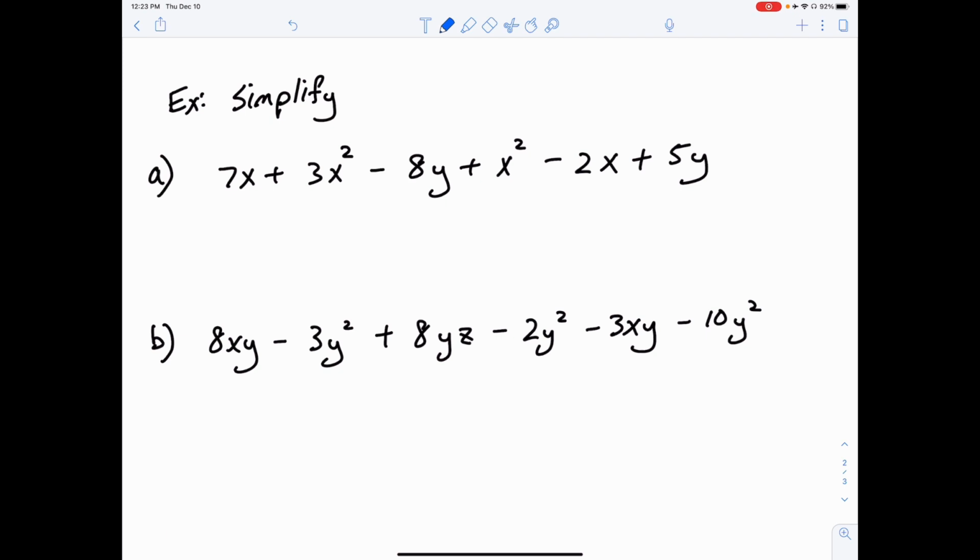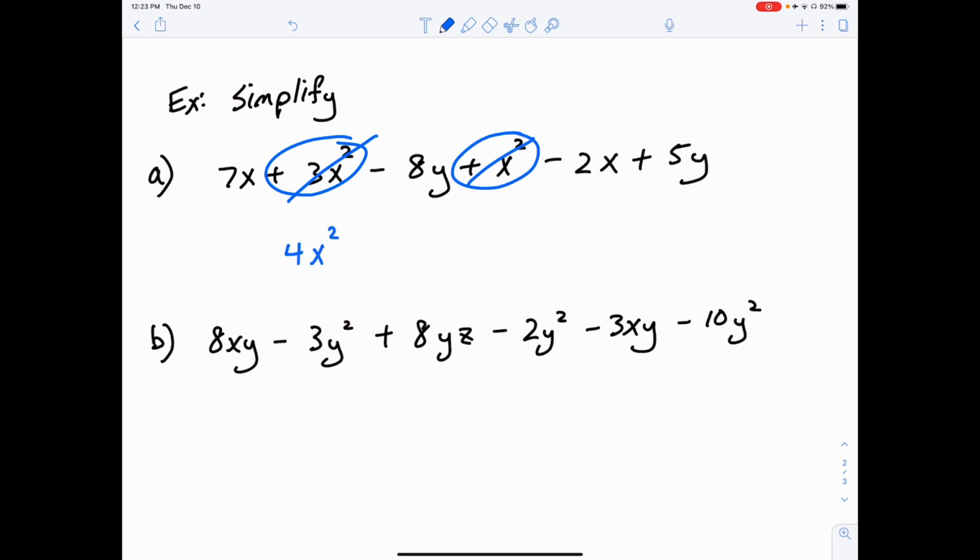So what I like to do is circle the things that are like terms and then cross them out as I calculate them through. So for this one here, we have plus 3x squared and plus x squared. So there's no more like terms with x squared. So this tells me that 3 plus 1 will give me 4x squared.